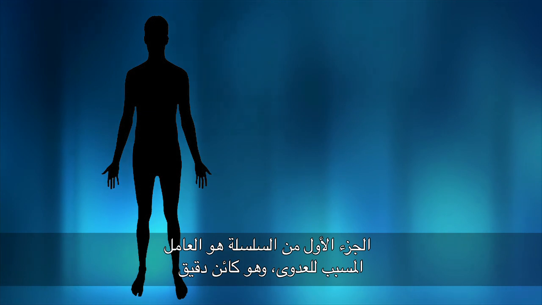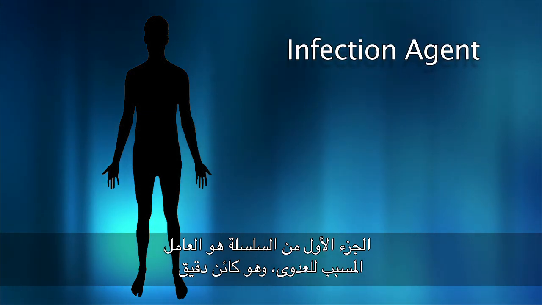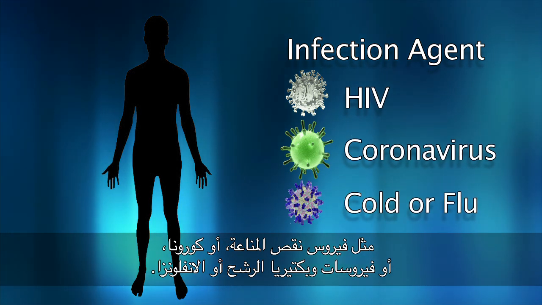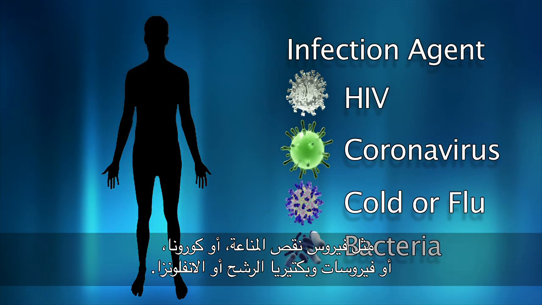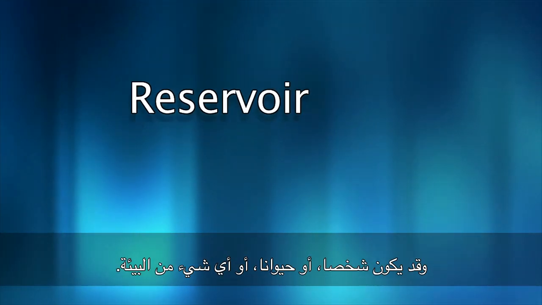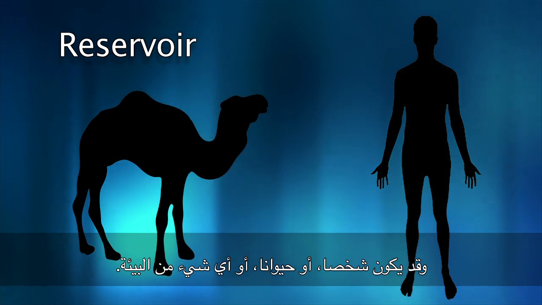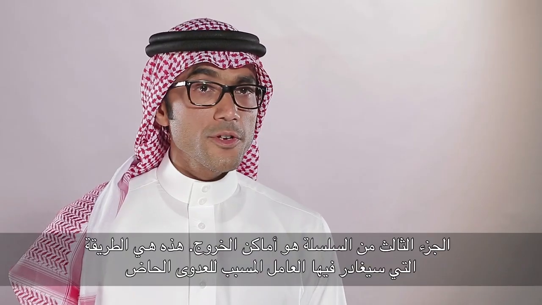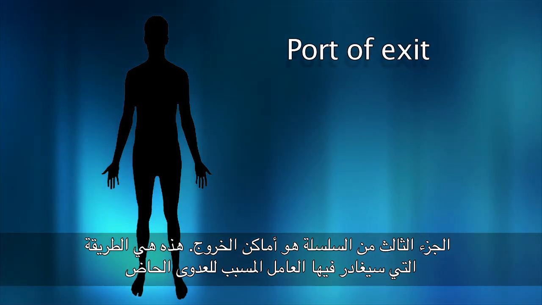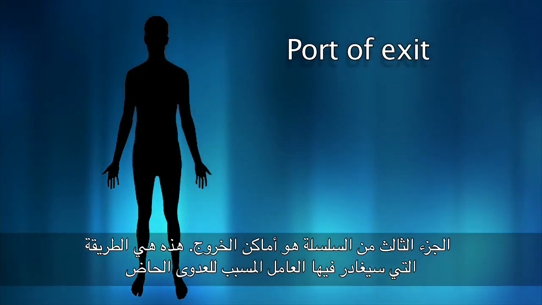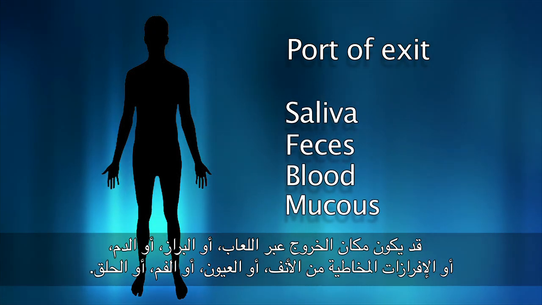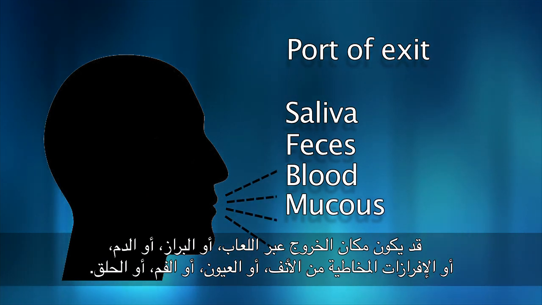The first part of the chain is the infectious agent, which is any microorganism such as HIV, coronavirus, cold or flu virus, or bacteria. The second part of the chain is the reservoir. The reservoir can be a person, an animal, or anything from the environment. The third part of the chain is the portal of exit. This is the way in which the infectious agent will leave the reservoir. The portal of exit can be through saliva, feces, blood, or mucus discharge from the nose, eyes, mouth, or throat.